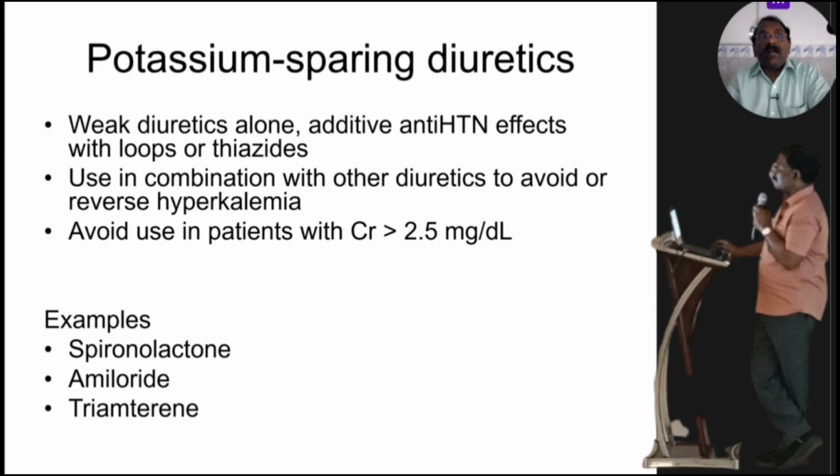So there is a very common side effect. That is the reason when you are using ACE inhibitors or ARBs and you want to use spironolactone, always check the potassium levels. When it is less than 5, only then you start using it. Once the potassium is more than 5 or 5.5, these drugs are definitely contraindicated. So the common examples here are spironolactone, amiloride, and triamterene.